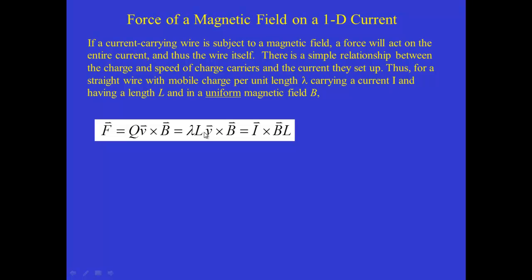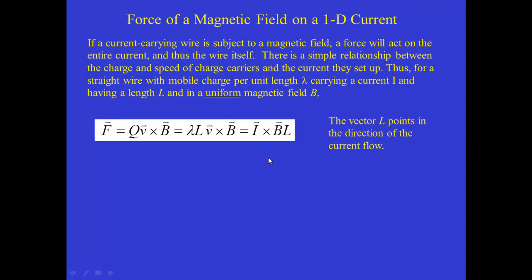And you can show that lambda times v actually has the dimensions of a current. Why is this? Well, remember, lambda is charge per unit length, velocity is length per unit time, and so therefore their product has dimensions of charge per unit time, and it's in the direction of the motion of the charge. So lambda times v becomes the current, and then I'm just going to put the L distance on the right-hand side. So this force for an entire current-carrying wire becomes I cross B times L.